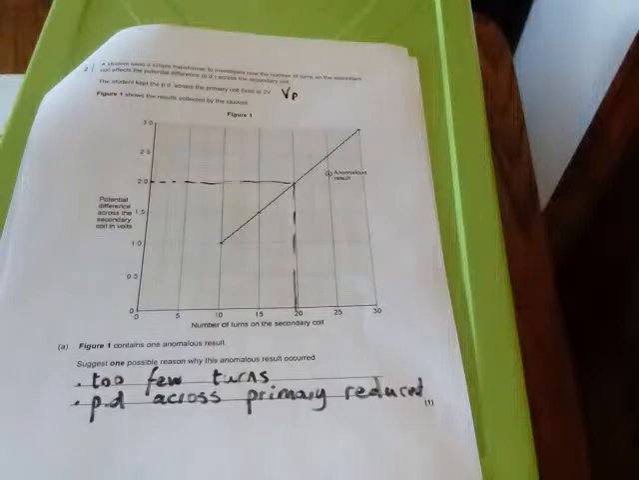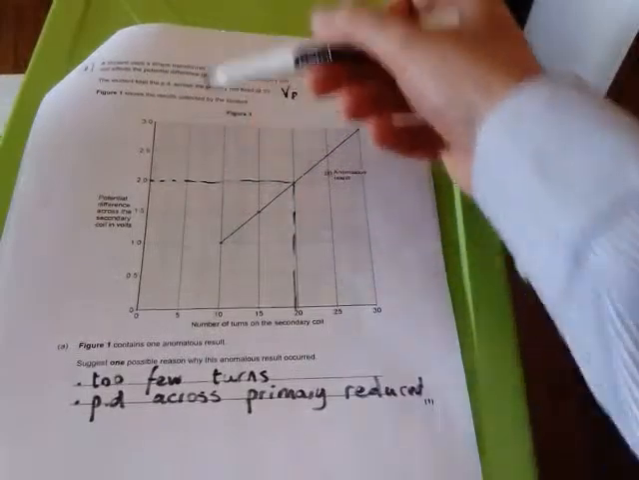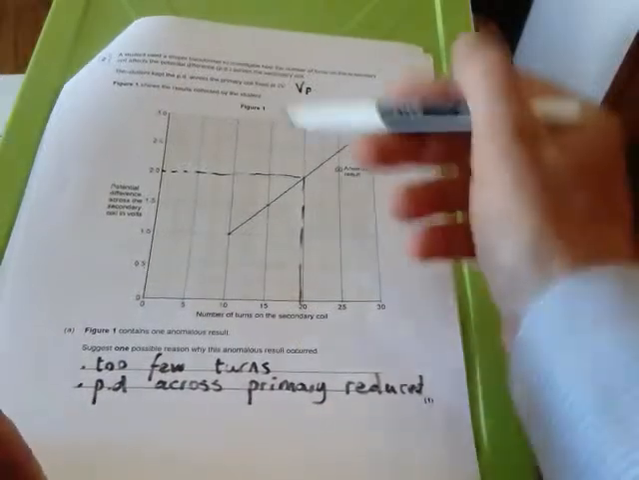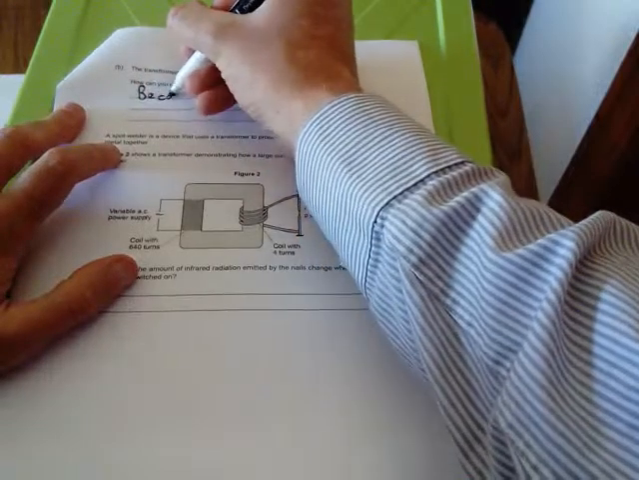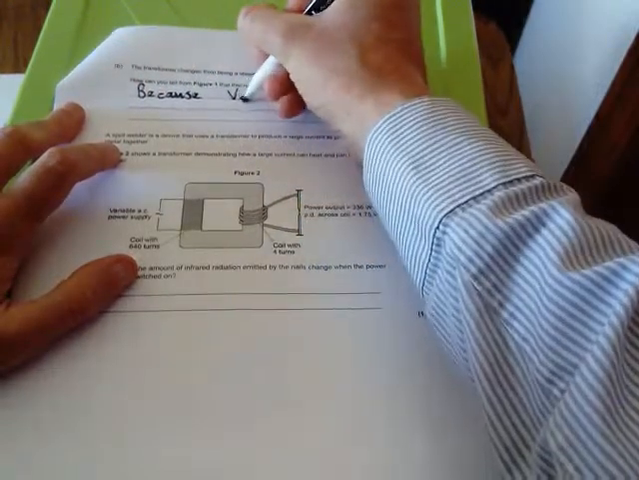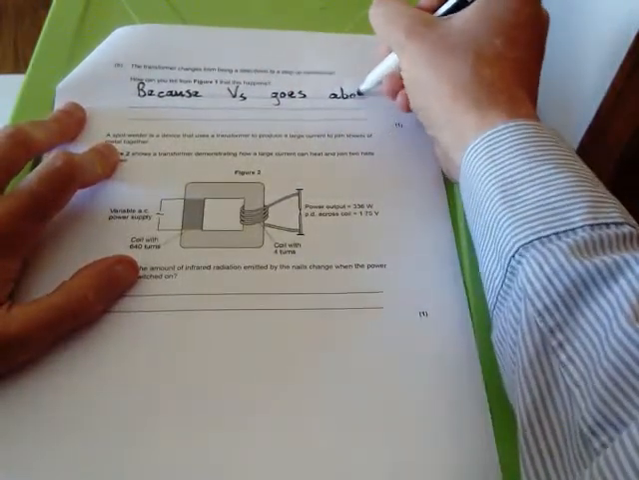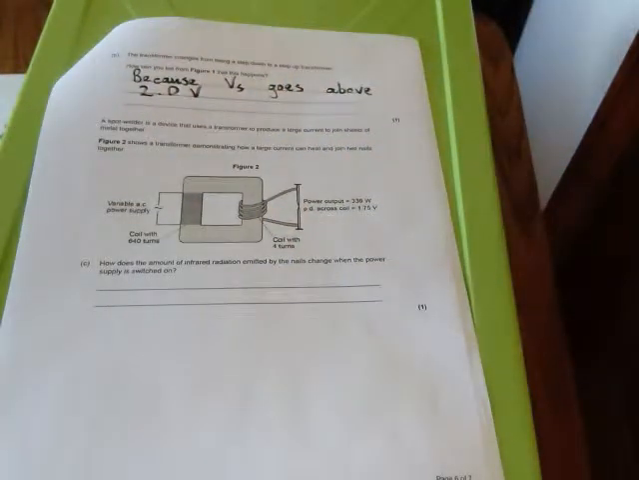So the basic answer here, and I'll write it in a moment, is basically because the potential difference across the secondary goes above 2 volts. The primary is kept to 2. So if it managed to go above it, at that point it must have become a step-up transformer. So how can you tell from figure 1 that this happens? I'm doing this in note form: because Vs, the voltage on the secondary, goes above 2.0 volts. Well done if you got that, or something to that effect.